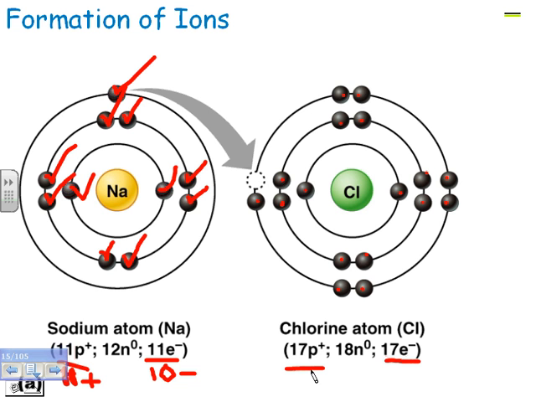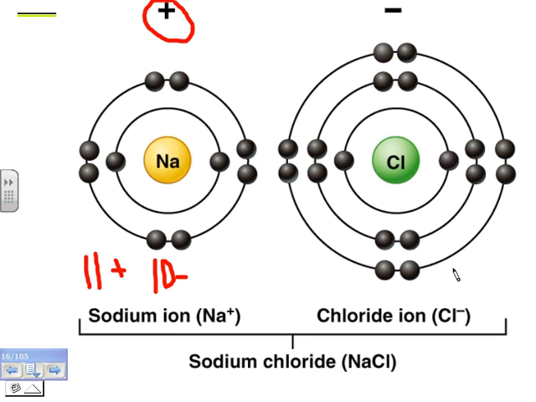And so when that happens, it still has 17 pluses, but now it's gained this extra electron. Instead of having 17 electrons, now it has 18 electrons. It's fine, it's early in the morning. And what's the charge of an electron? Negative. So if you have 17 pluses and 18 minuses, what's your overall charge? Negative 1. So that means chlorine has a negative charge.